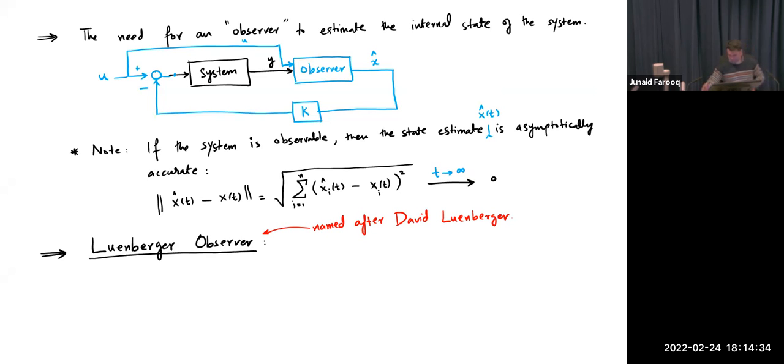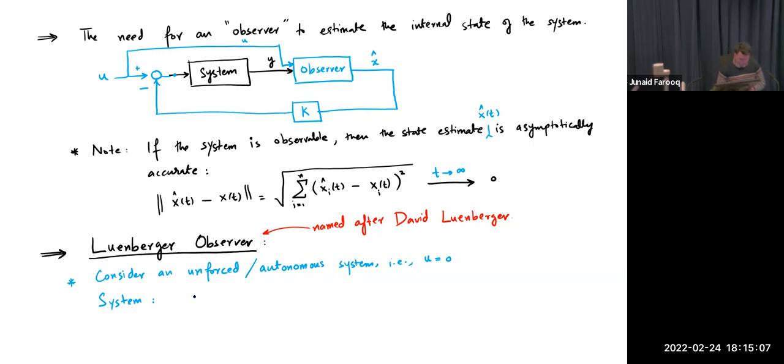And what it says is the following. So it says, consider an unforced system, meaning, let's say there's no input to the system, right? So unforced or autonomous system, which means basically your U equals 0. Then your system will be x dot equals Ax, and your y is basically Cx, right? That's your original system. And your observer is going to be a replica of the system.